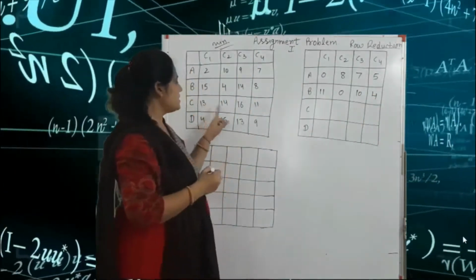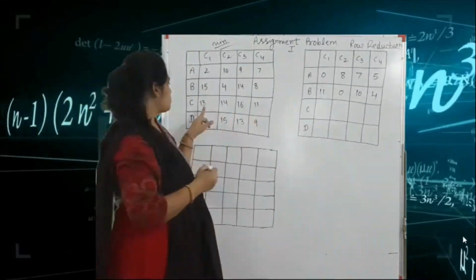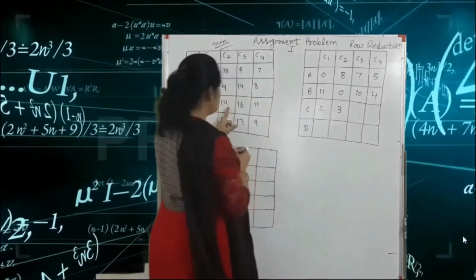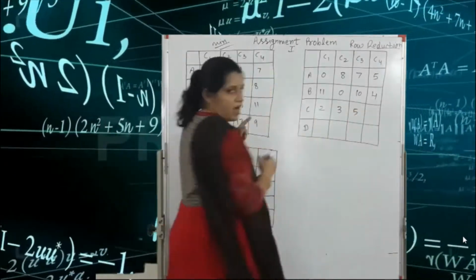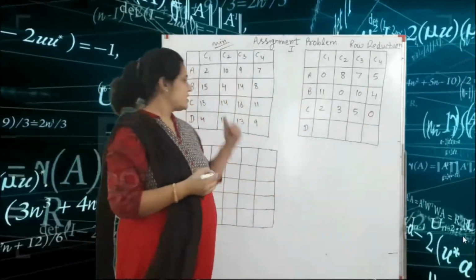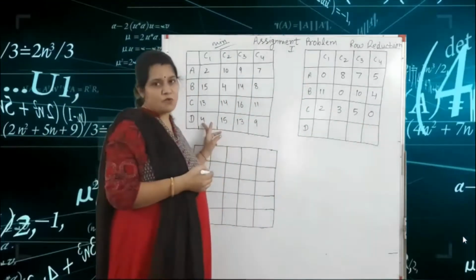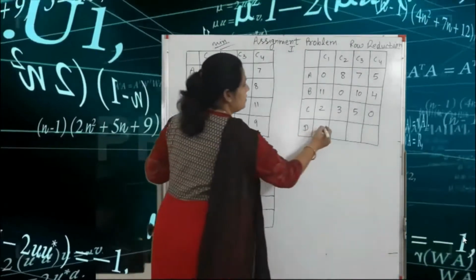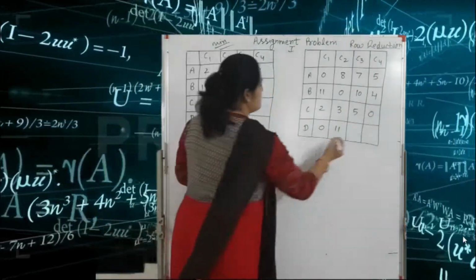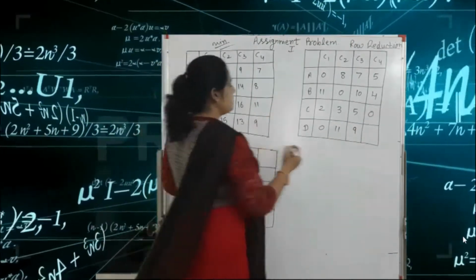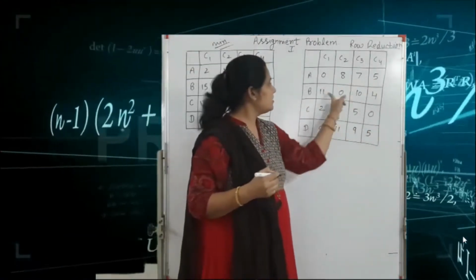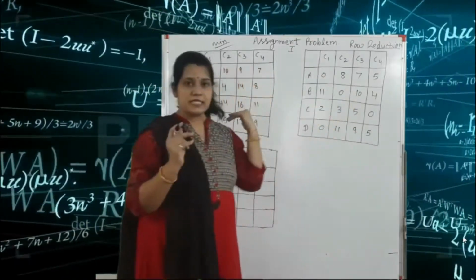The third row, the minimum number is 11. So 13 minus 11, 2. 14 minus 11, 3. 16 minus 11, 5. And 11 minus 11 is equal to 0. Got it? Fourth row, the minimum number is 4. So 4 minus 4, 0. 15 minus 4, 11. 13 minus 4, 9. And 9 minus 4, 5. So here every row, 1, 2, 3, 4, has a zero.